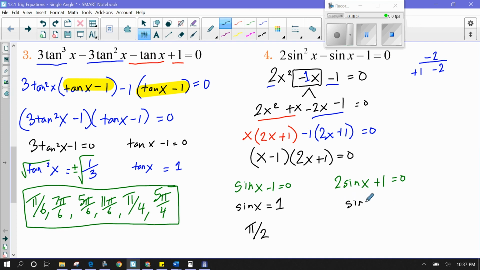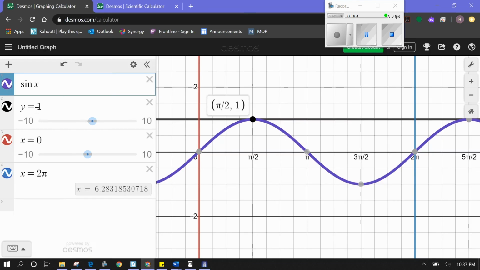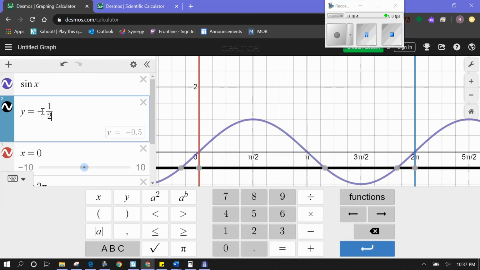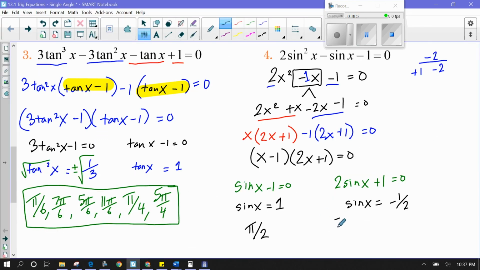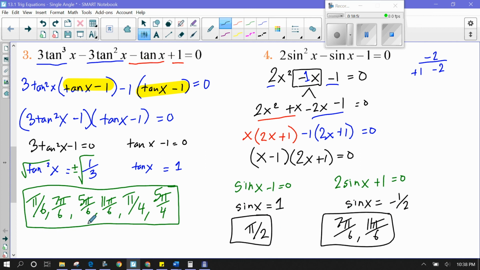And this one, if I solve it, I end up getting -1/2. So where's my output going to be -1/2? So 7 pi over 6 and 11 pi over 6. So all three of these are my solutions.